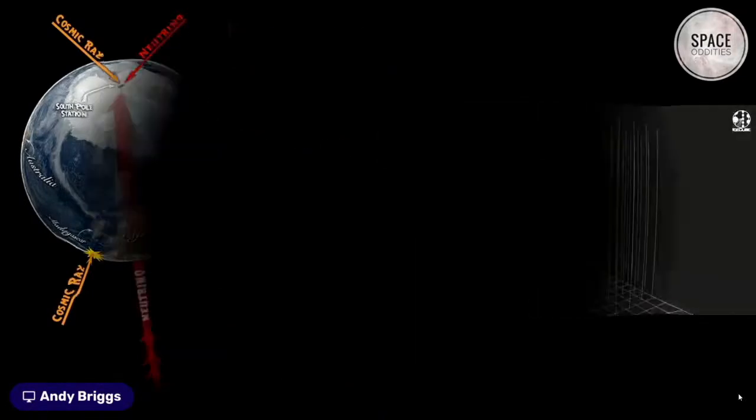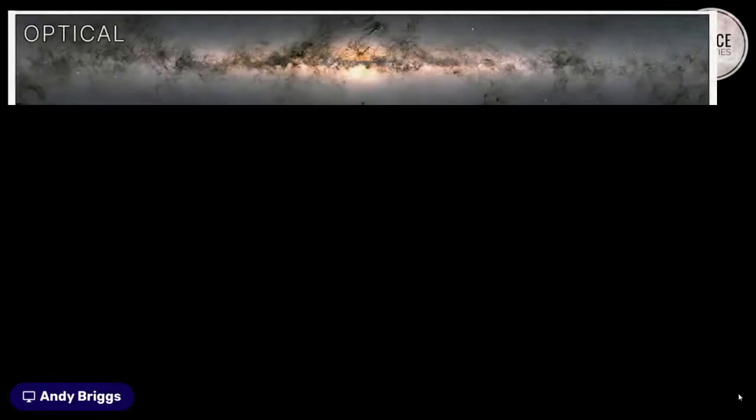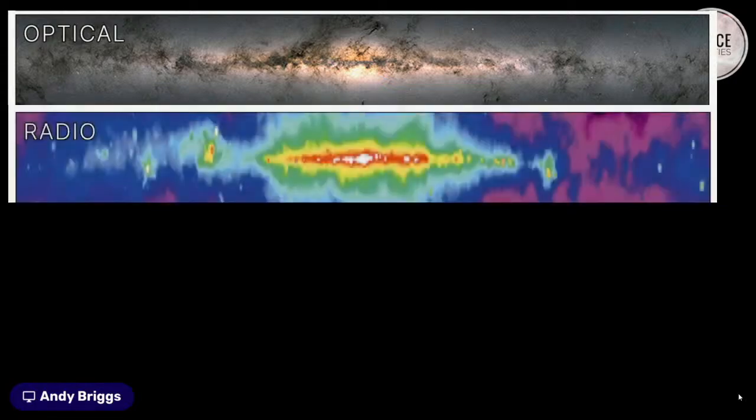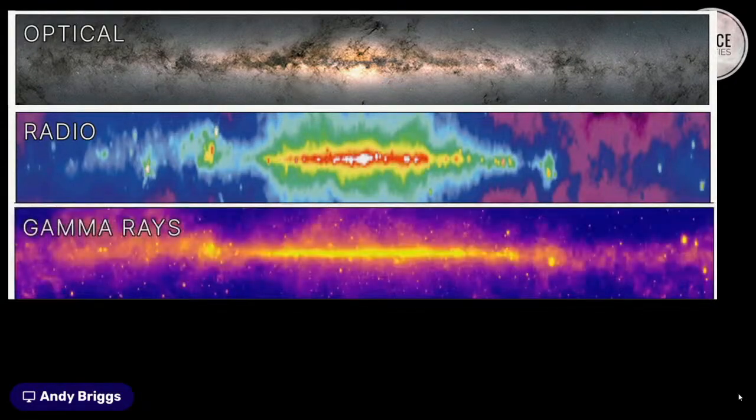So what is this all about, really? Well, what it's all about is the Milky Way. Here's our galaxy in optical light. You're probably familiar with something like that. If we look at it in radio waves, that's what the plane of our galaxy looks like. And this is what it looks like in high energy gamma rays.